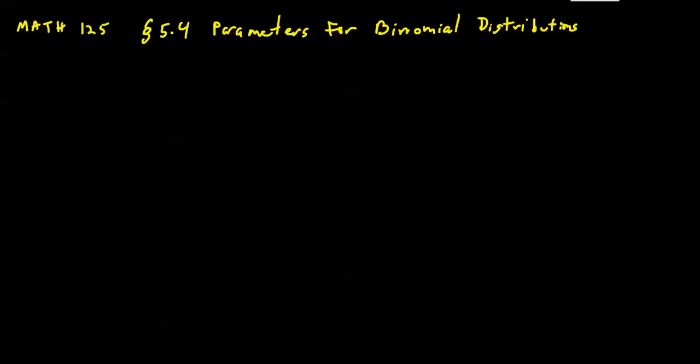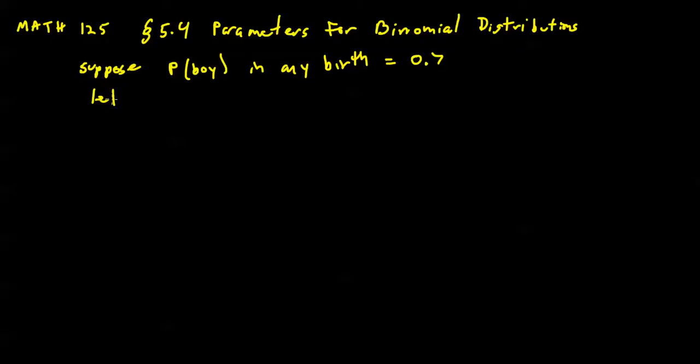Alright, good morning. Today we're going to be talking about section 5.4 entitled Parameters for Binomial Distributions. Let's start out the talk today. Let's say we suppose the probability of a boy in any birth is 0.7. Just suppose it. I'm going to let x, a random variable, equal the number of boys in 4 births.